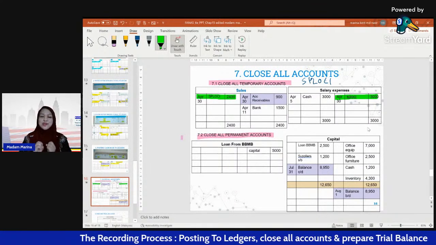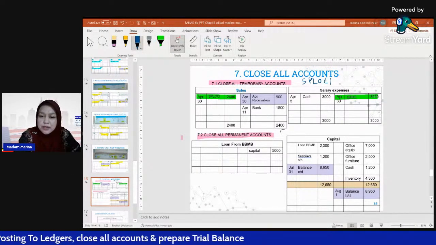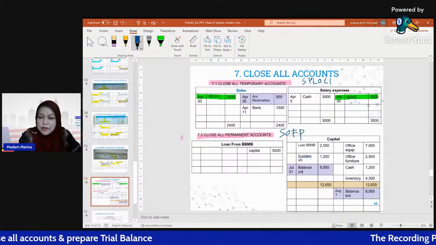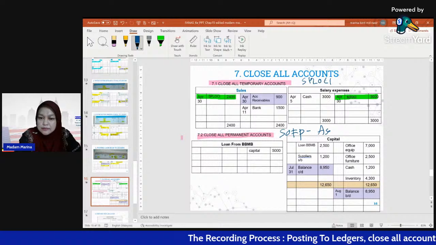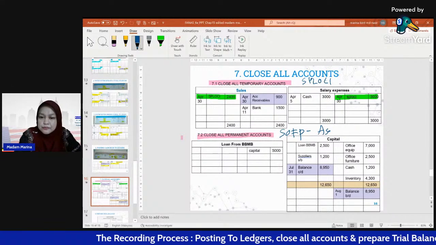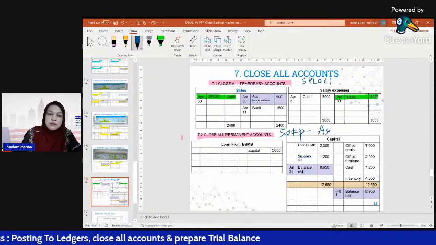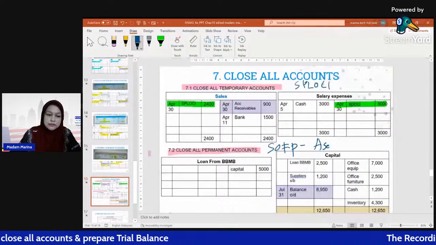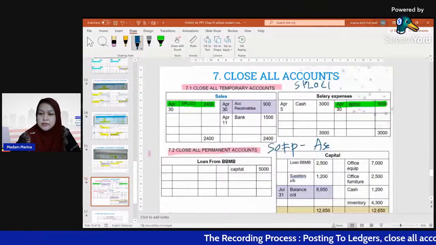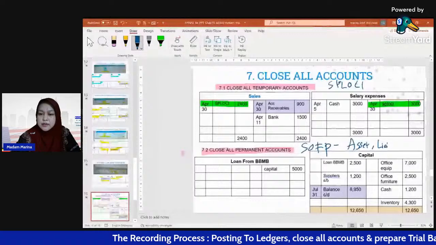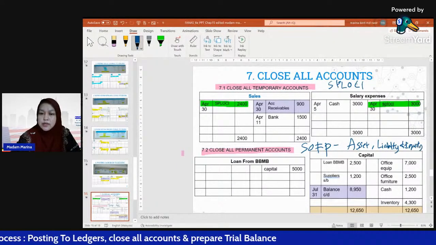Okay, now how we close the permanent account? Okay, what is the permanent account, class? Permanent accounts yang akan appear dalam soft P pula. So, apa yang akan appear dalam soft P? Semua kita punya asset. Okay, semua yang ada dalam asset. Liability and equity. Okay, liability and equity.